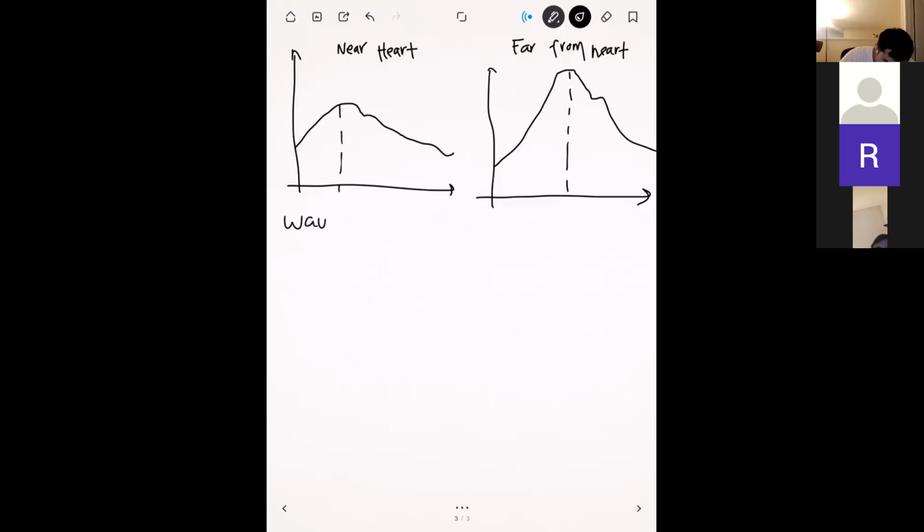This is what's driving the blood, correct? Correct. Exactly. Yep. Mm-hmm. Okay.